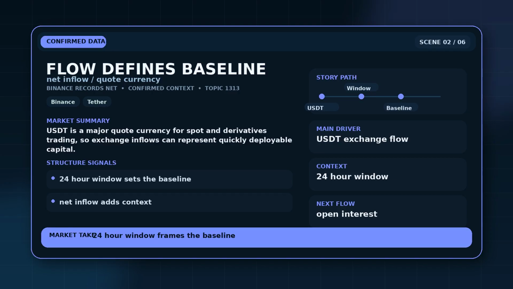The useful baseline is that USDT is a major quote currency for spot and derivatives trading, so exchange inflows can represent quickly deployable capital. The key baseline details are net inflow and USDT liquidity, which give the story scale without requiring speculation. This scene grounds the viewer before the mechanism takes over.